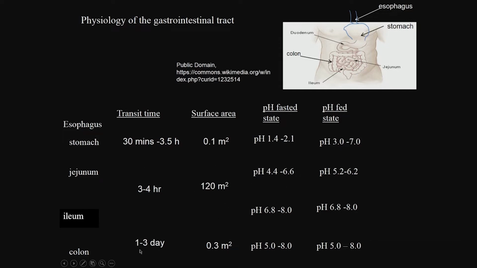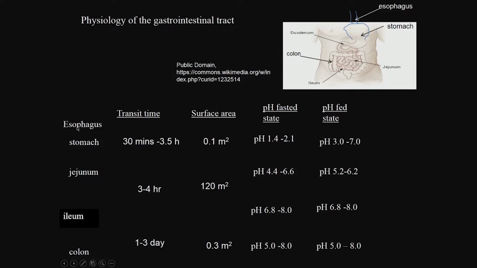Colon, it is 1 to 3 days, surface area again is very low, pH is almost in the basic region. So, we are moving from highly acidic to basic and then low surface area, very high surface area, again low surface area, and as you can see the transit time also changes. So, one needs to consider all these if we are talking about drug absorption and drug solubility.